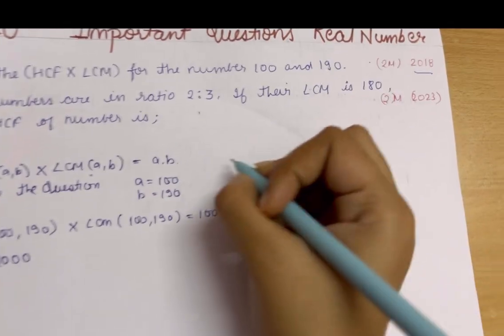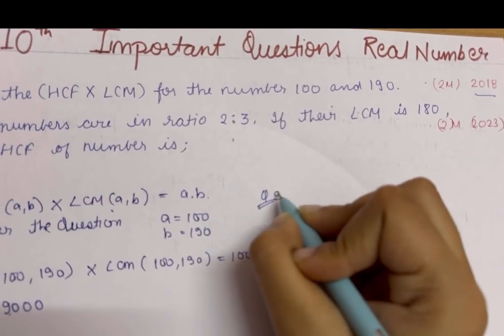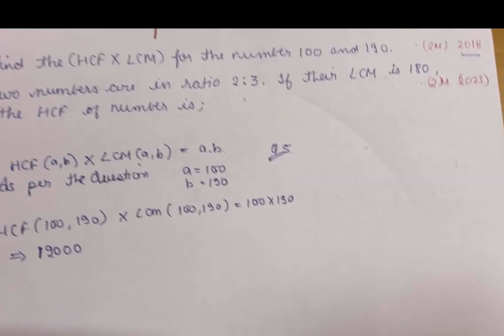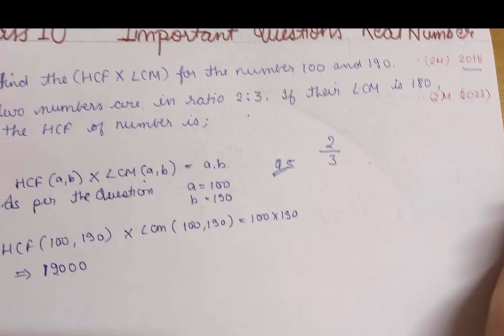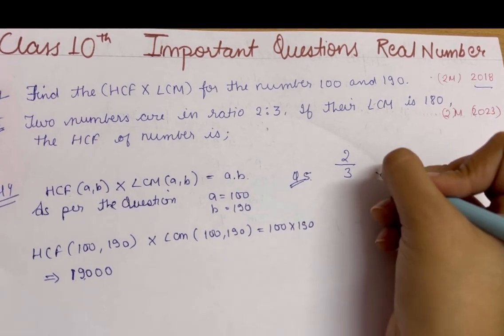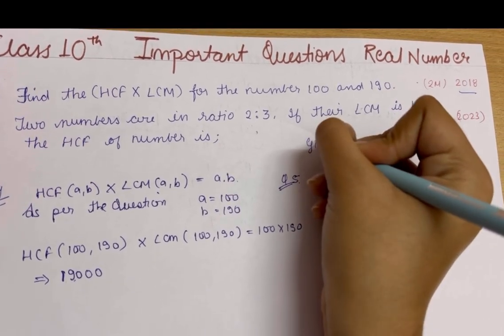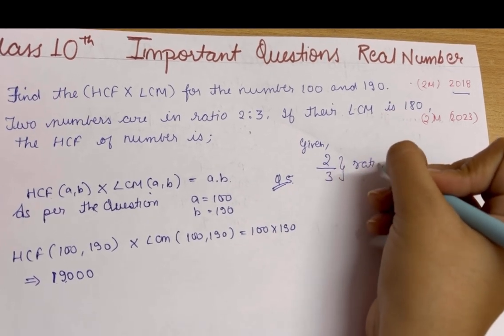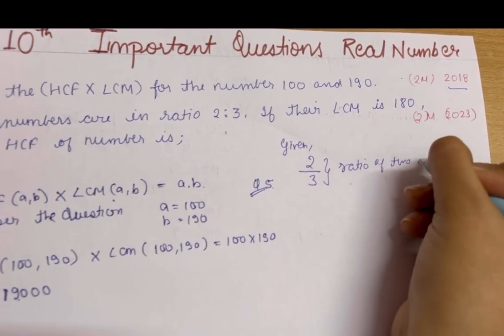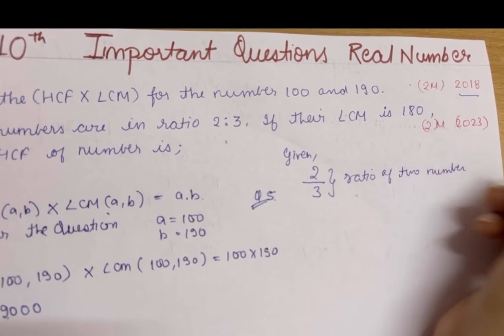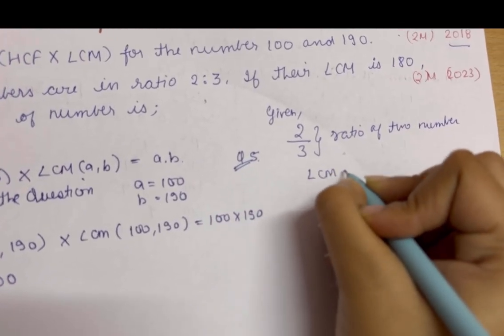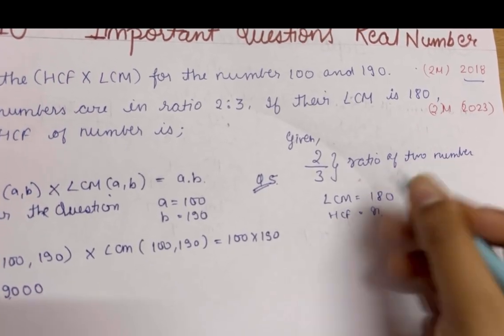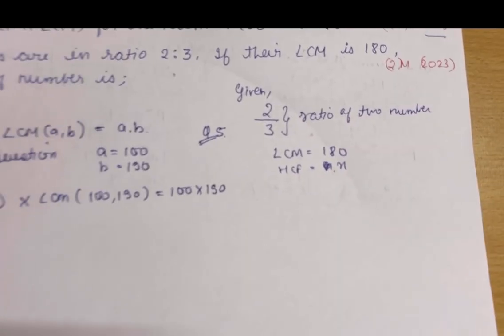Now let's solve question number 5. Question number 5 says that two numbers are in the ratio 2:3. The ratio of two numbers is 2:3, and it is given that their LCM is 180. We need to find the HCF. Let me consider the HCF as x.